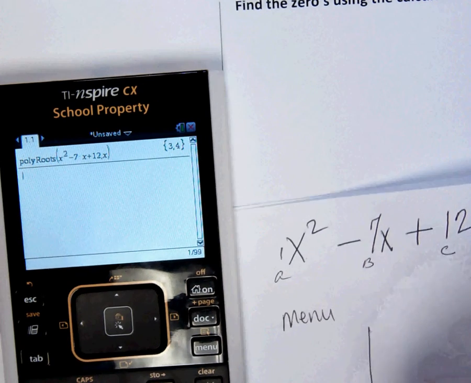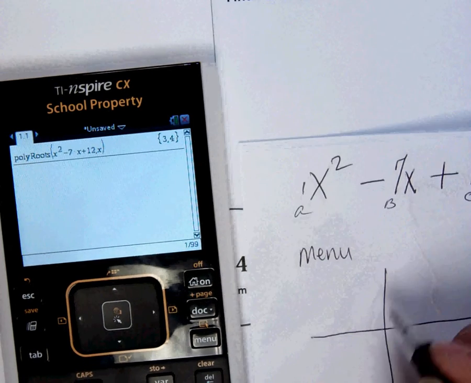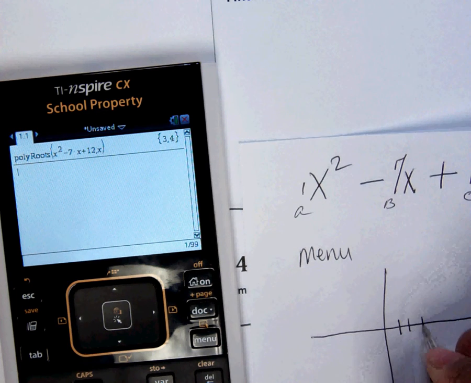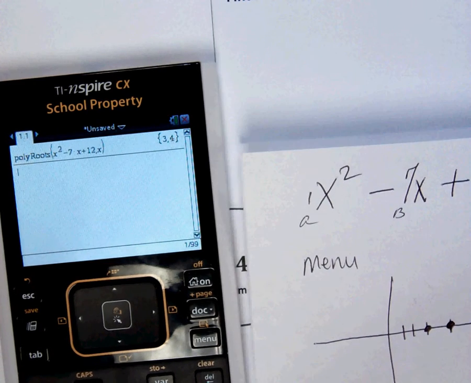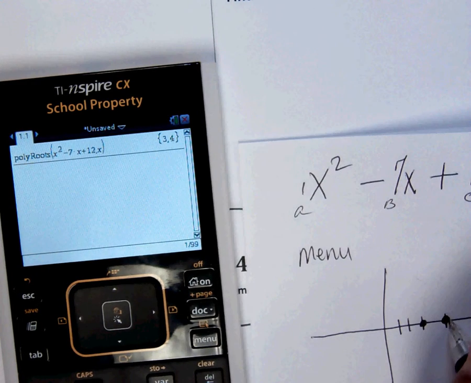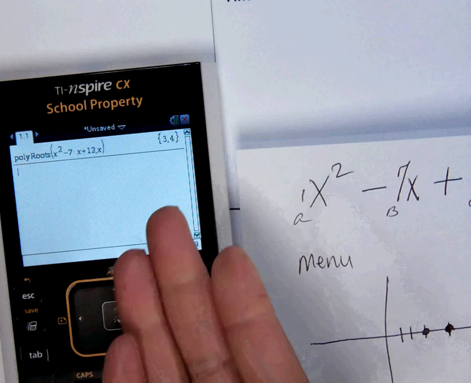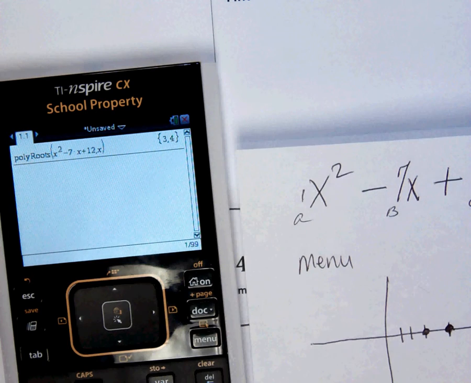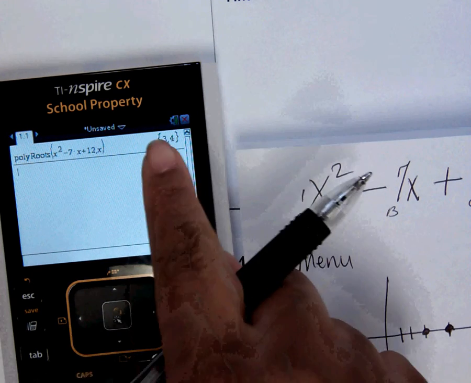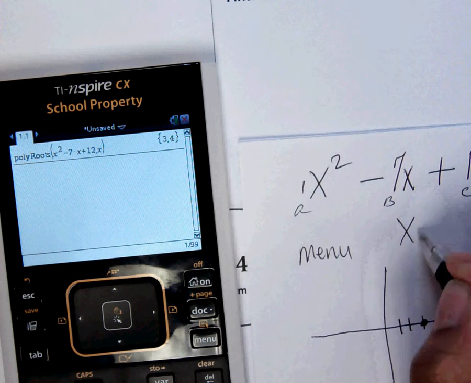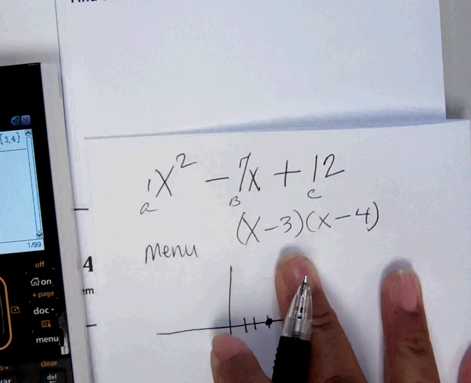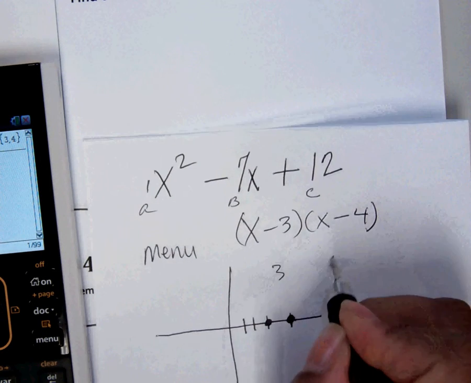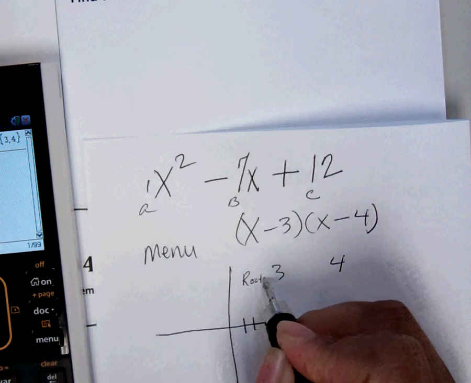So that means you would go to 3 on the x-axis and then 4 on the x-axis. And that would be your solutions, your x-intercepts, your roots. Remember, those aren't the factors now. The factors would be x minus 3 and x minus 4, and then you would set those equal to 0, and that would give you a positive 3 and 4. And these are your roots.